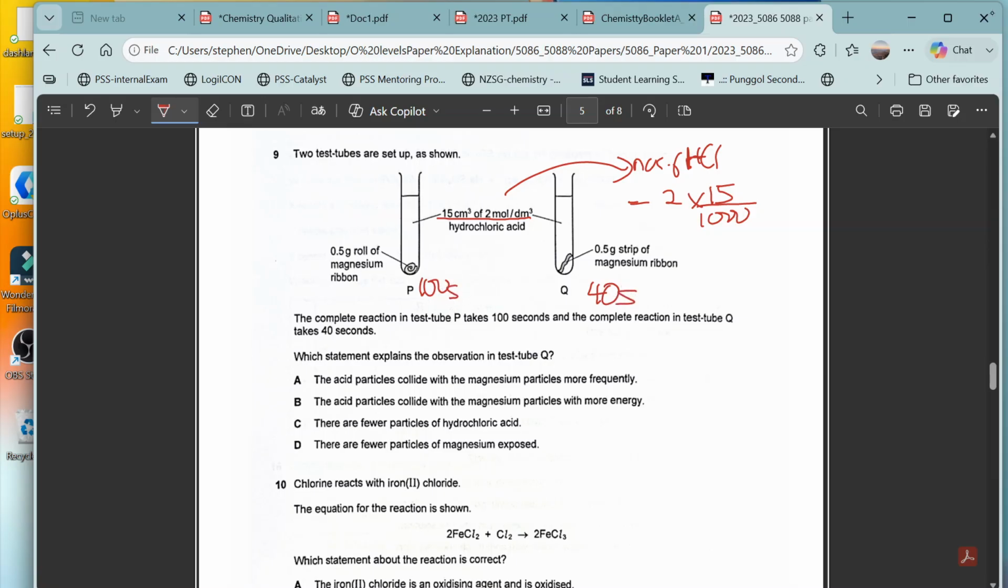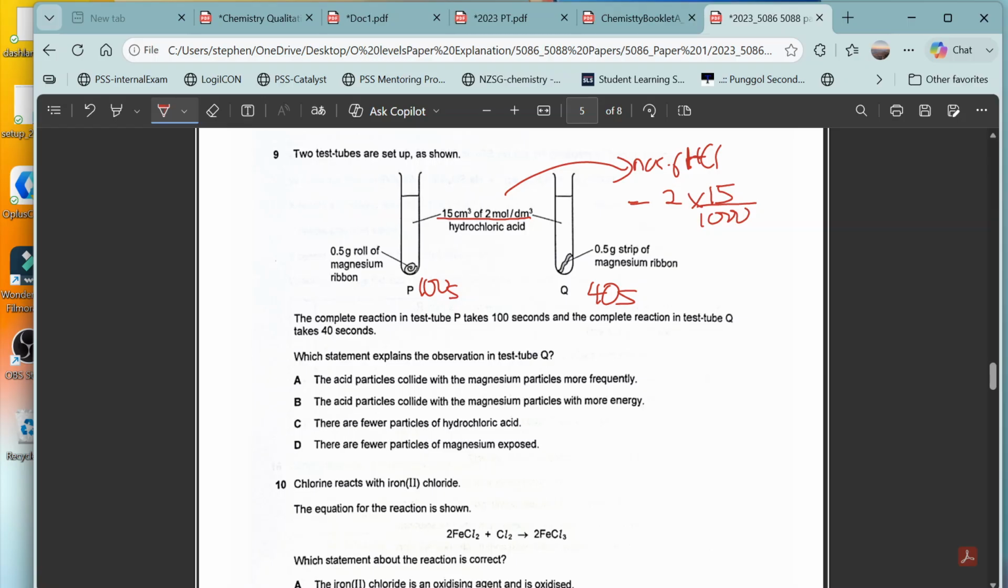So which one is faster? Q is faster, right? I mean, very obvious. So what causes Q to be faster? Both the concentration of the acid is the same. I assume the temperature is the same. They never say you warm up P and Q.